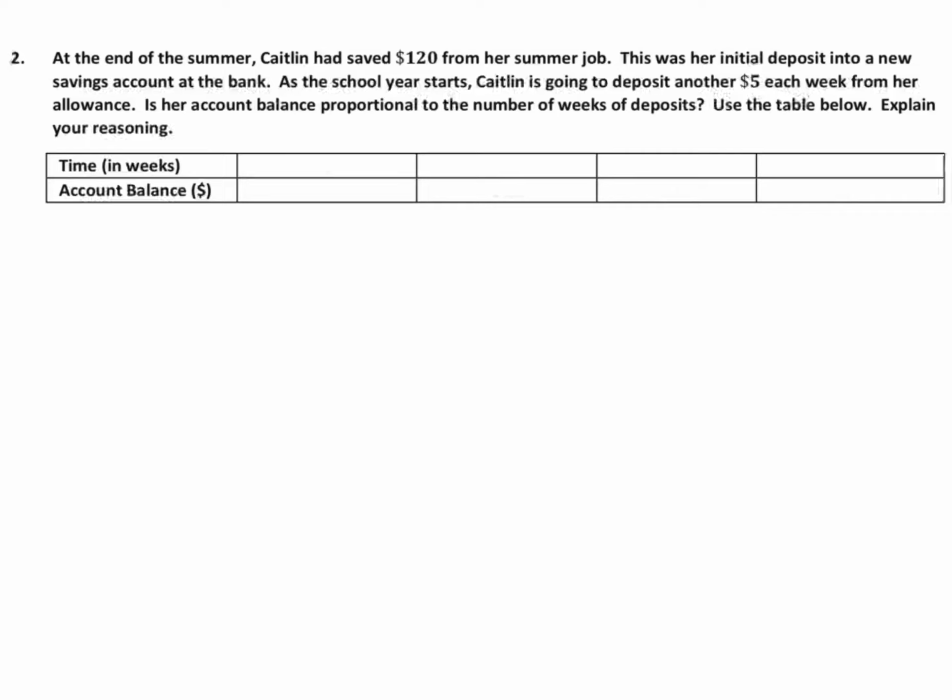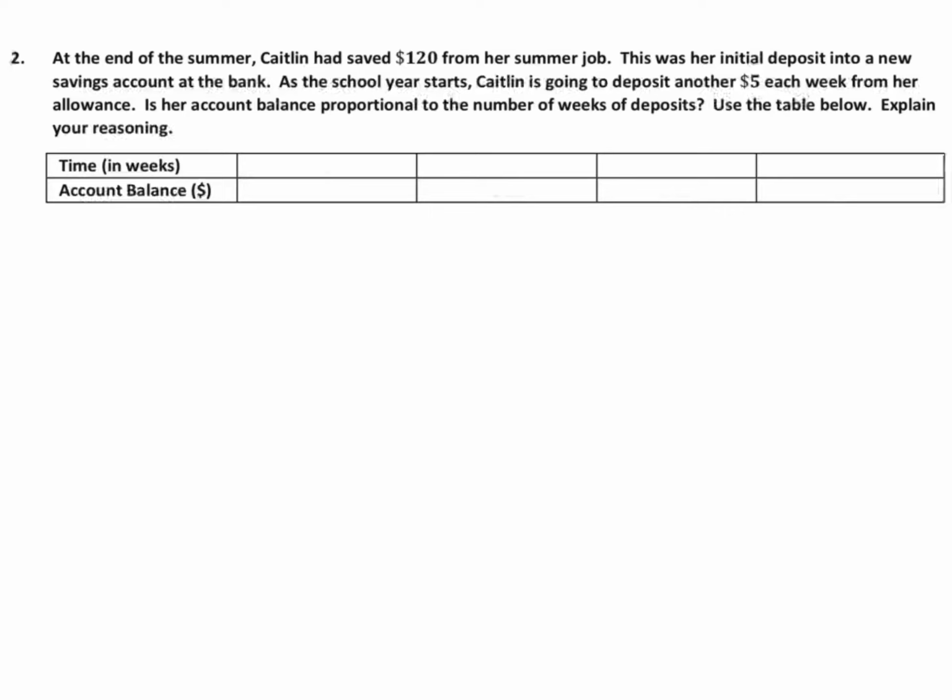At the end of the summer, Caitlin had saved $120 from her summer job. This is the initial deposit into her new savings account at the bank. As the school year starts, Caitlin is going to deposit another $5 each week from her allowance. Is her account balance proportional to the number of weeks of her deposit? Use the table below and explain your reasoning.